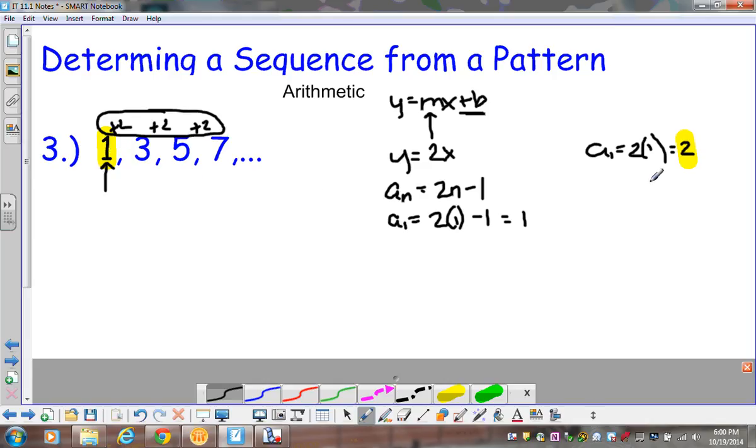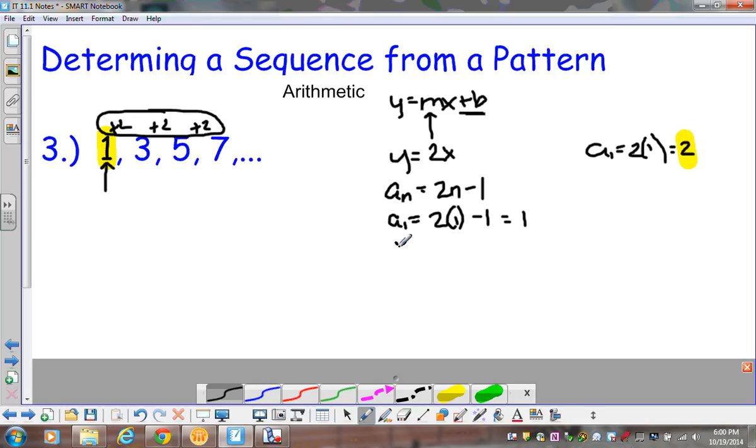So in this case, it's not just 2n. I plug in a first term to see what I would need to add or subtract to get my first term. I plugged in a 1. 2 times 1 is just 2, and I need to get a 1. So in order to get a 1, I need to subtract a 1 from 2.